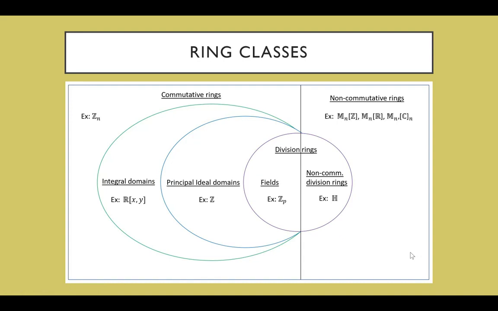Here is a Venn diagram that fits together nicely the ring classes that we've discussed. So we can divide our rings into commutative and non-commutative rings. Notice that the division ring kind of hovers here on the border. Division rings can be commutative, as in the case of fields, or non-commutative. Principal ideal domains are commutative rings. And then integral domains are also commutative rings. So you can see how those fit together nicely.